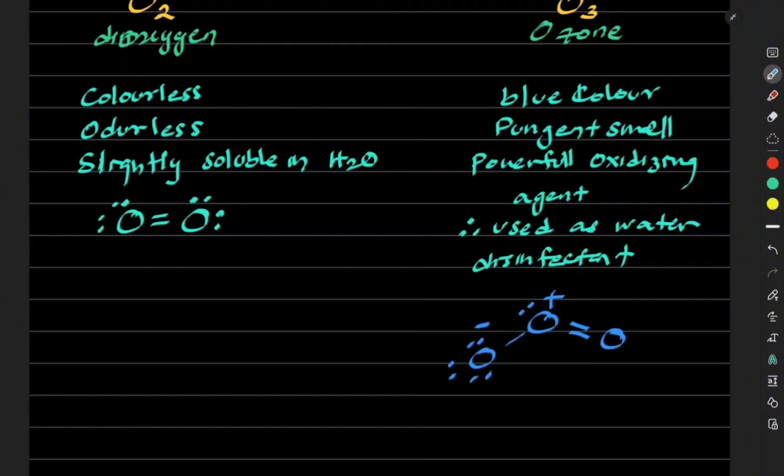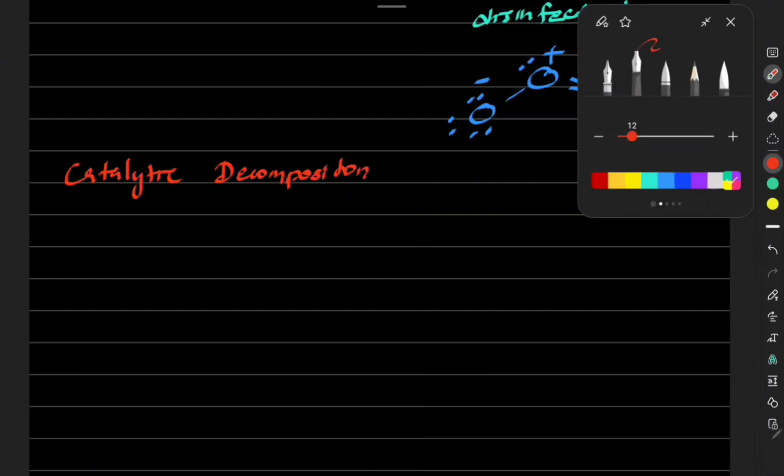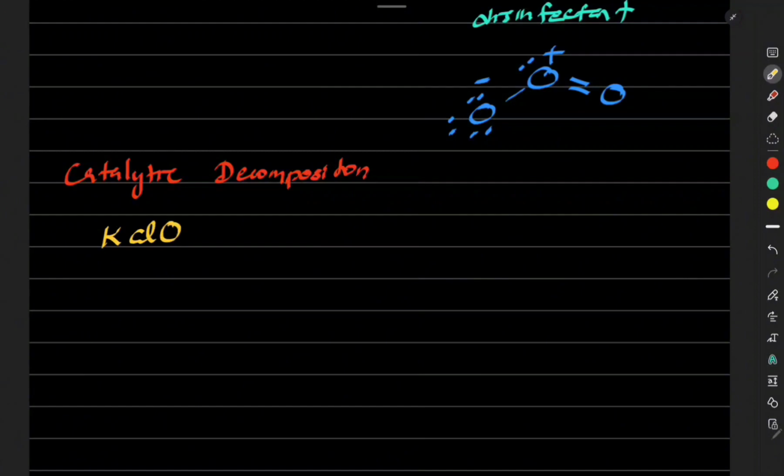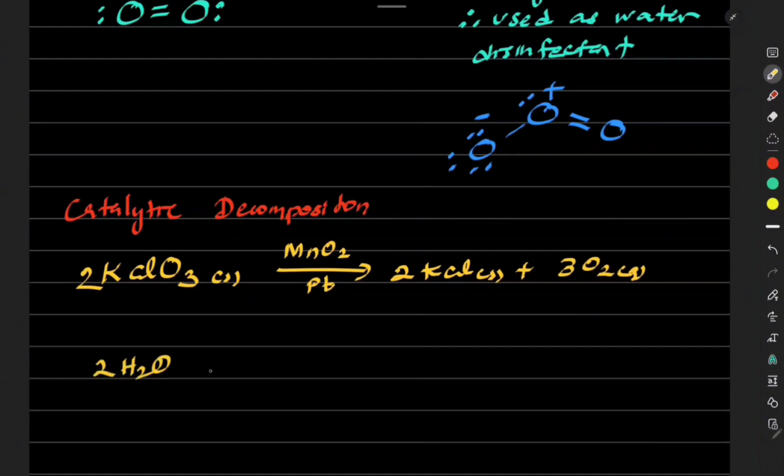Catalytic decomposition of potassium chlorate and hydrogen peroxide is used to produce oxygen. Let's write the reaction. 2KClO3 solid is converted to 2KCl solid plus 3O2 gas. Let's balance this. This reaction occurs in the presence of MnO2. The next reaction is hydrogen peroxide, 2H2O2 aqueous, with MnO2 as a catalyst, giving 2H2O liquid plus O2 gas.